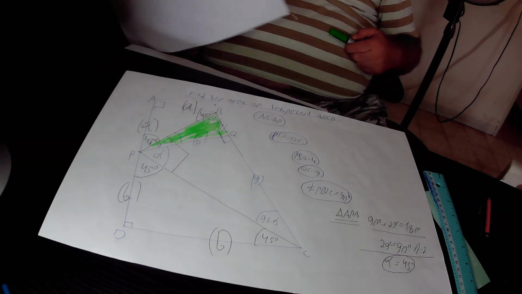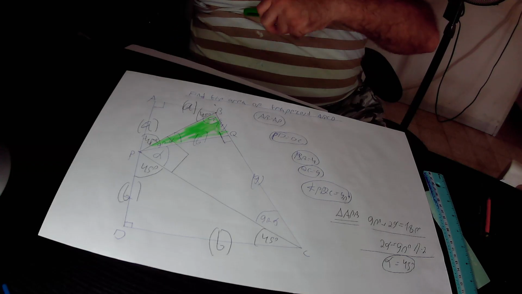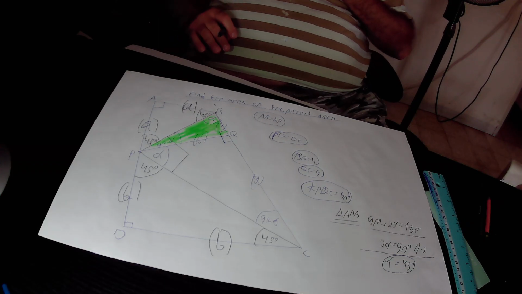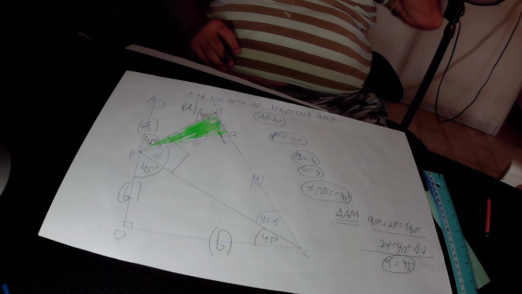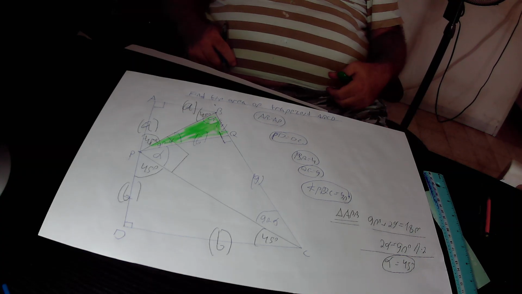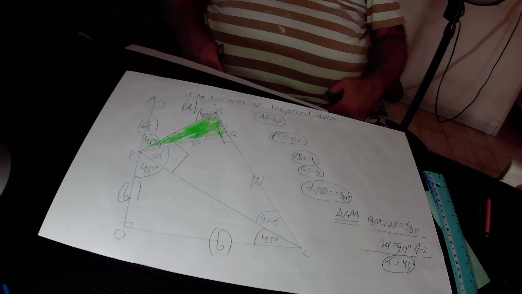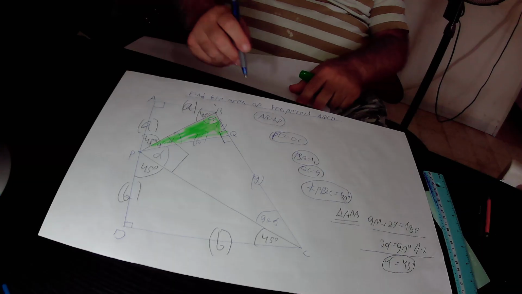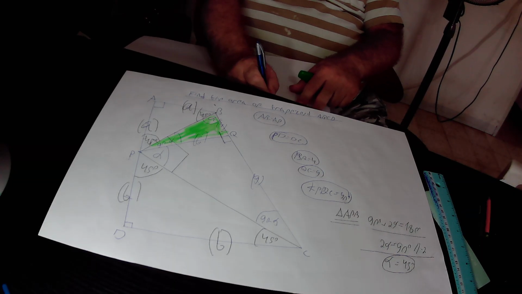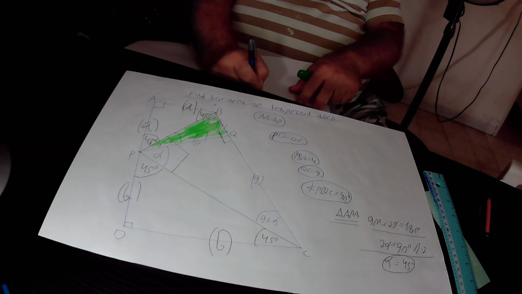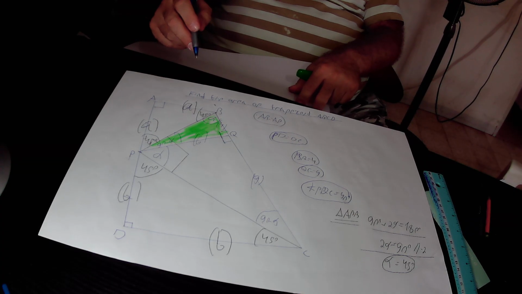Our mission is to find out the area of this trapezoid ABCD. Actually, we have a special formula for the area of the trapezoid, but we will not use the special formula. We will find out the area of trapezoid ABCD in another way. Actually, the area of this trapezoid ABCD is equal to the sum of the areas of the three components the trapezoid ABCD consists of.